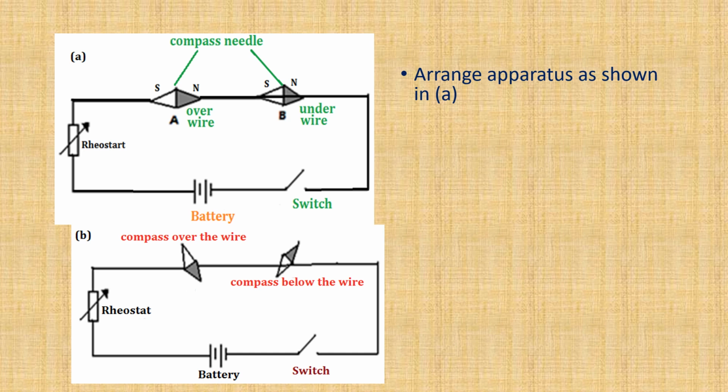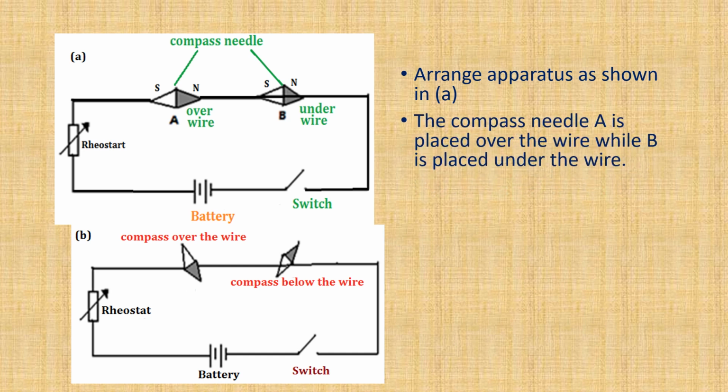Current is flowing from left to right. The compass needle is over the wire. Once the compass needle is over the wire, you have to swim on your back so that you face it. So you will note that your left hand will point towards the lower side of the wire.